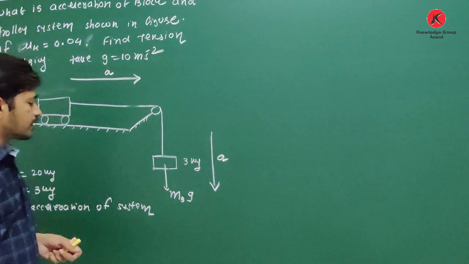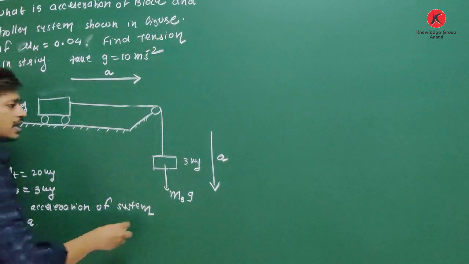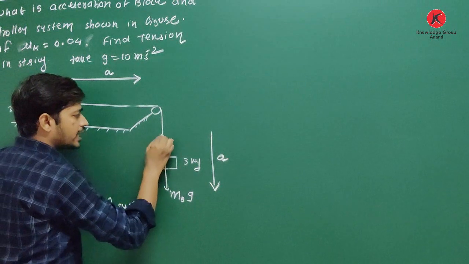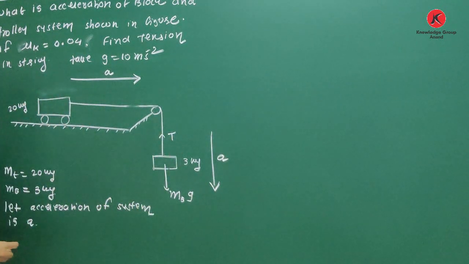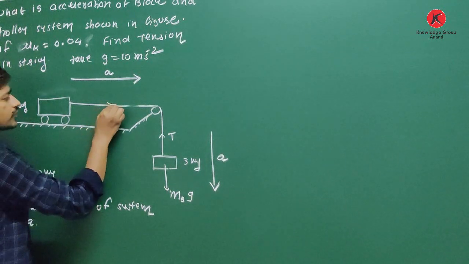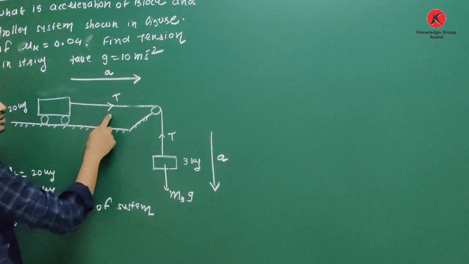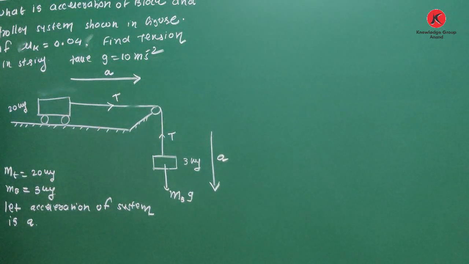Okay. Now, forces acting on this system. It is moving in this direction. M_B g is in the downward direction. So let tension T be in this direction. Yes, tension is also produced in this string, that is tension T in this direction. Now you may ask, sir, why tension in this direction? We will resolve it.